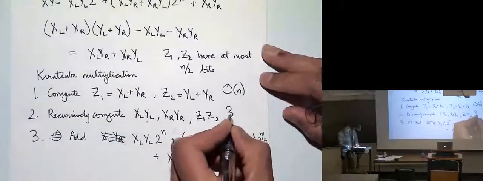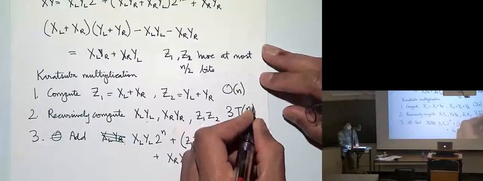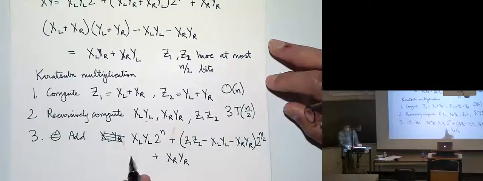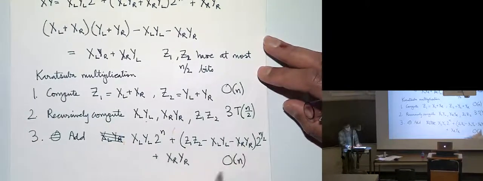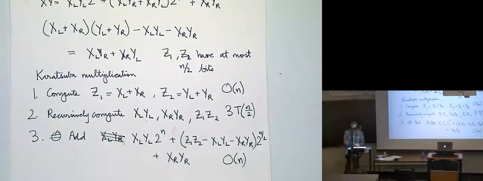This is 3 Tn over 2. And finally, the last step is again O of n. Right? Just n-bit additions. Does this make sense?